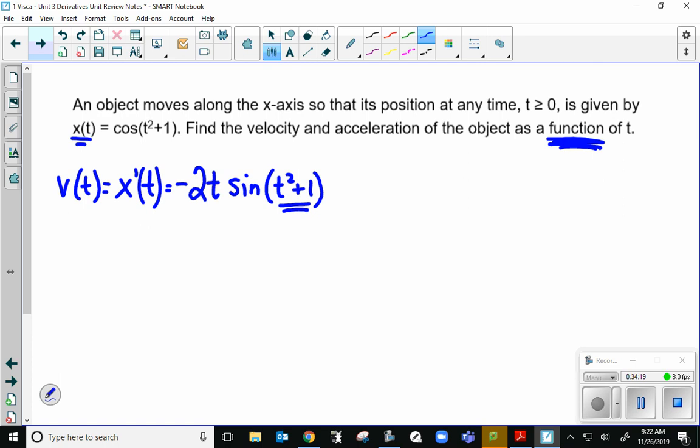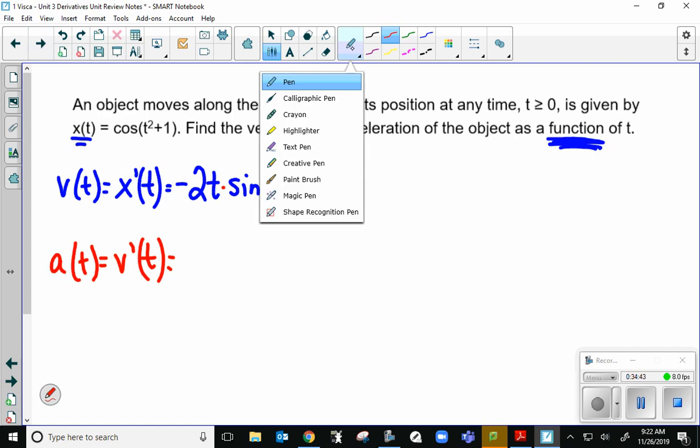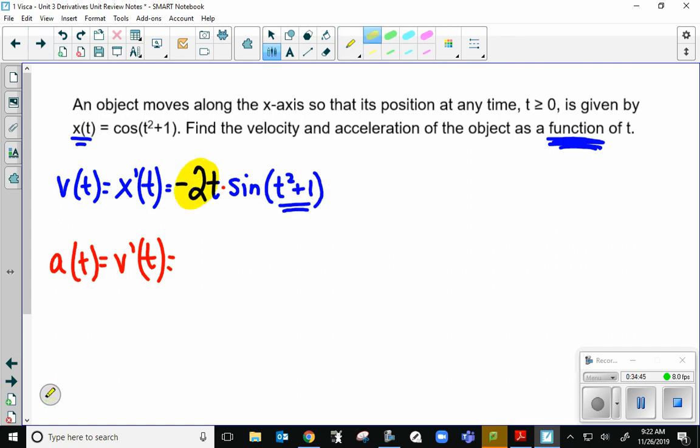All right, now I have to do a function that represents acceleration. Let's go red. Acceleration is the same thing as the derivative of velocity. So I've got to take the derivative of this whole thing right here. Product rule. I'm multiplying two things together, so I need to do the product rule. So, people, it is the first times the derivative of the second plus the second times the derivative of the first. So let's get this thing started.